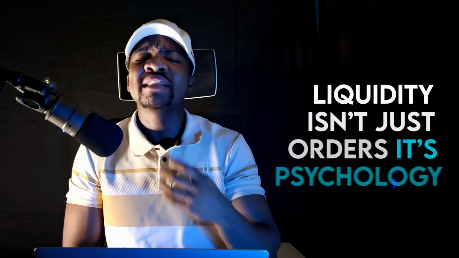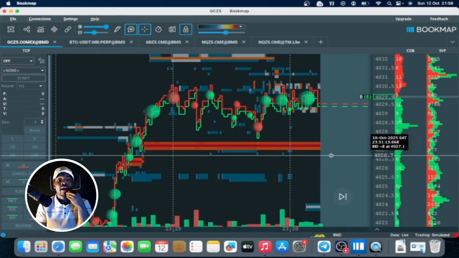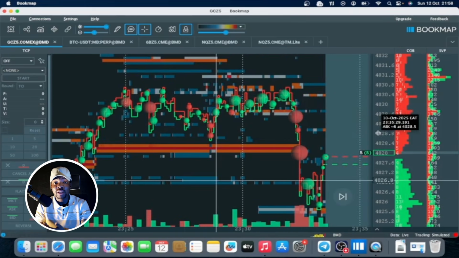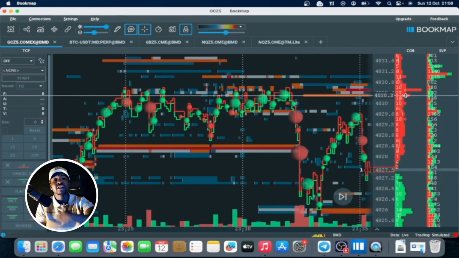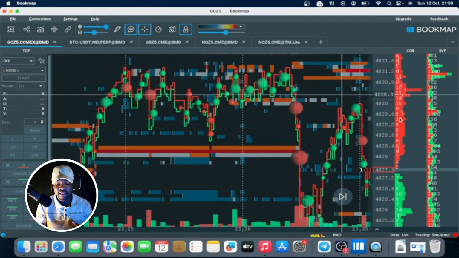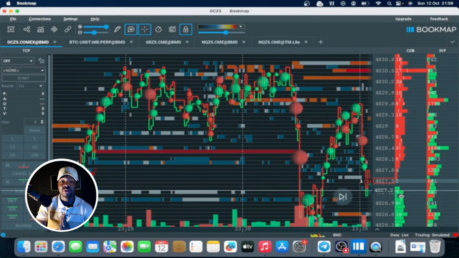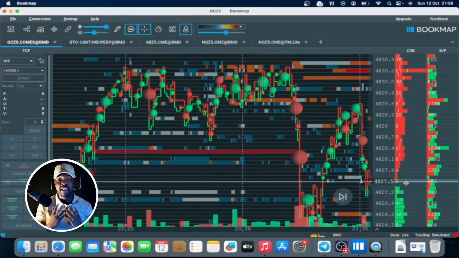Now we're going to look at the psychology behind the heat map. Here is where it gets deep. Liquidity isn't just orders, it's also psychology. Institutions know that traders are watching key levels, so they use liquidity as bait. Sometimes they place massive walls to absorb orders, and that is the real liquidity. Other times they flash big orders and remove them last second. If you see a bright wall vanish right before price comes to that level, that is market manipulation.